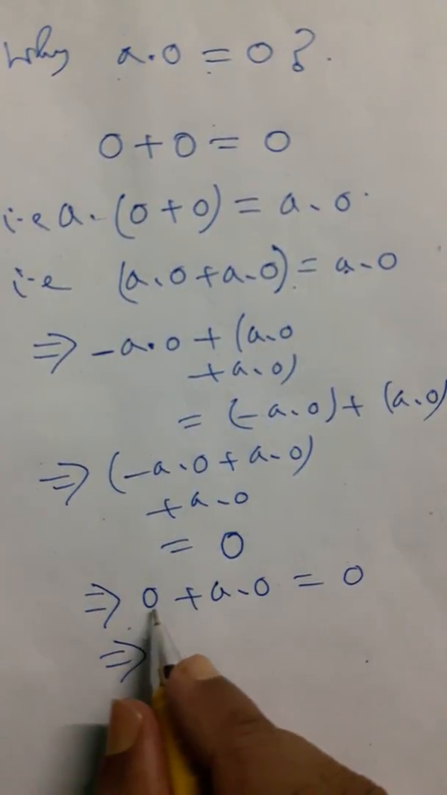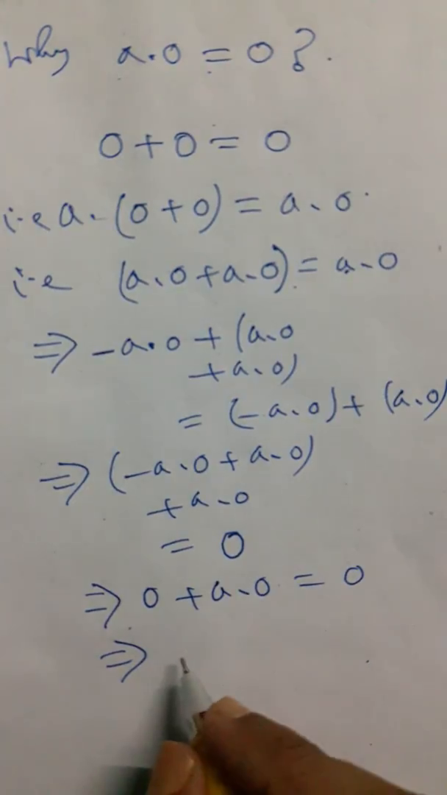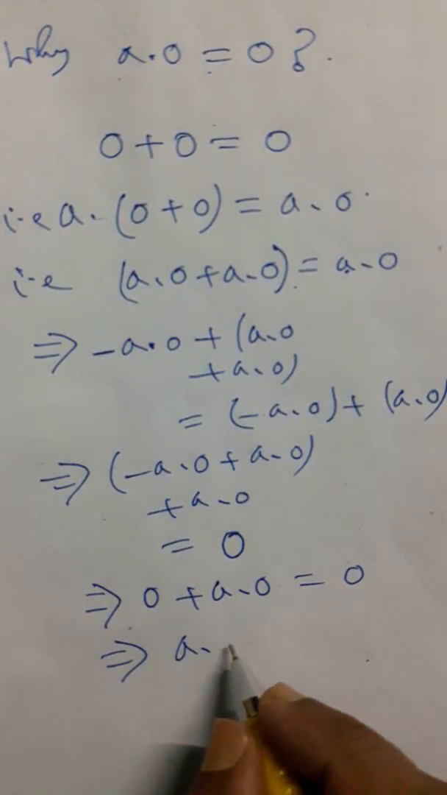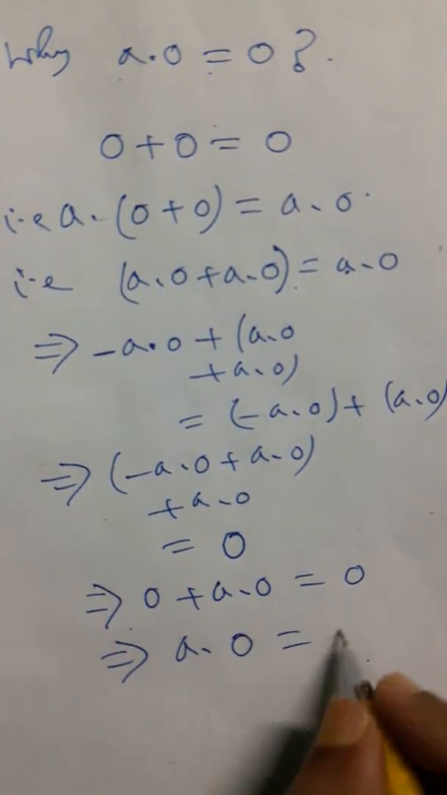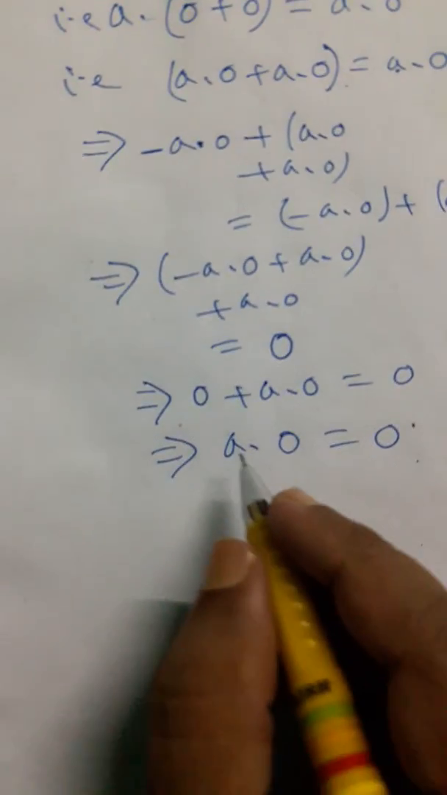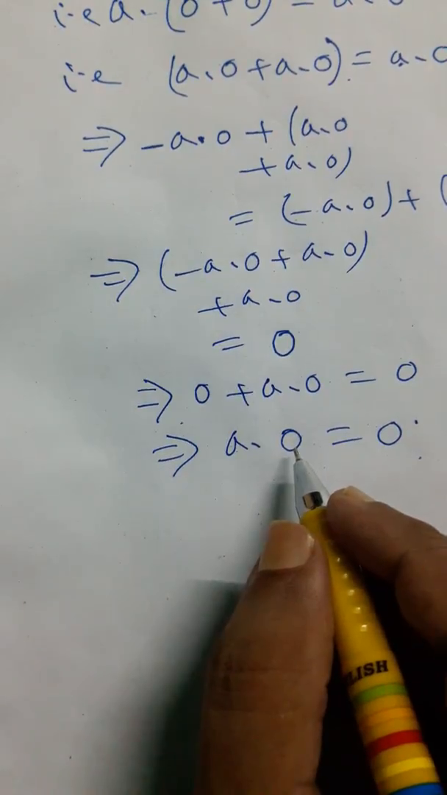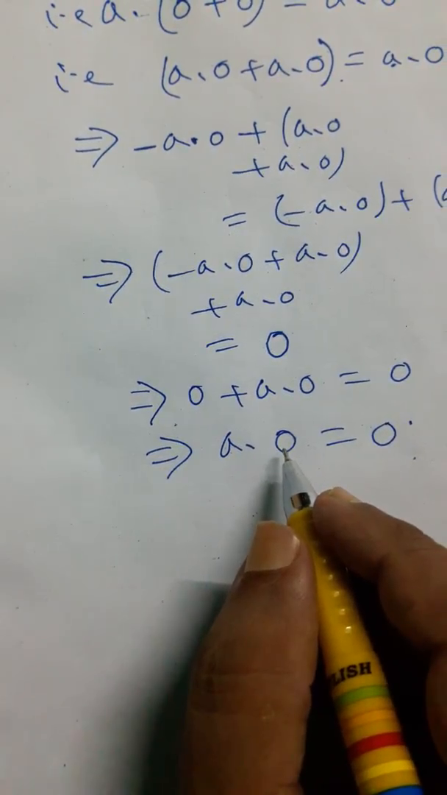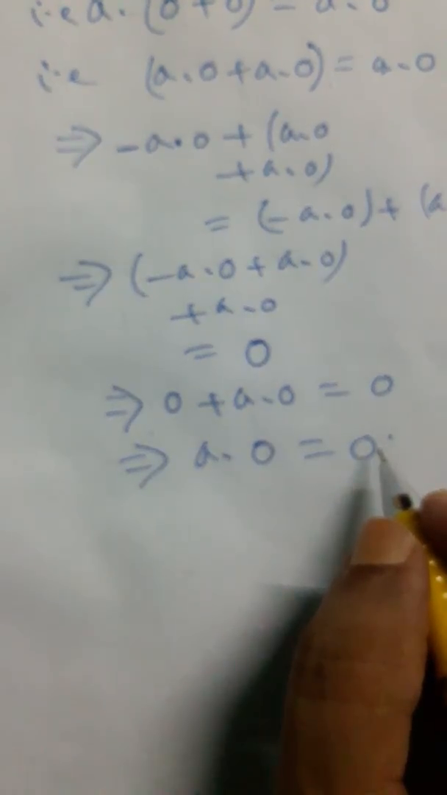But if the identity element is added with any element, the result will be the same element, from the group property. So we can say a into 0 equals 0. In this way we can easily prove that if any element is multiplied by 0, the result will be 0.